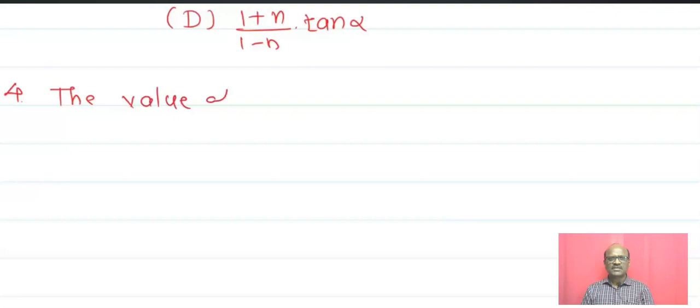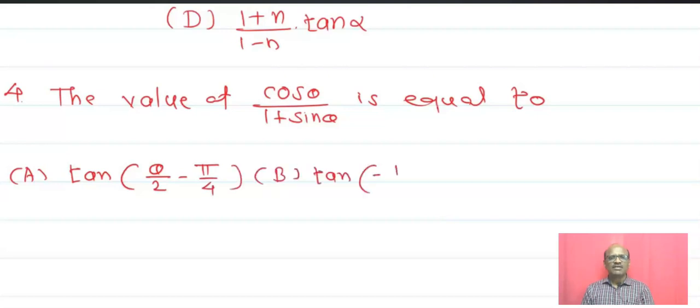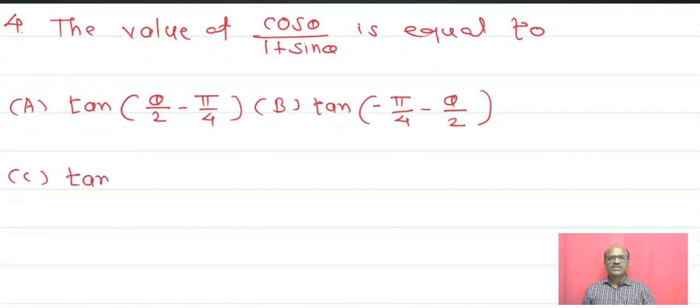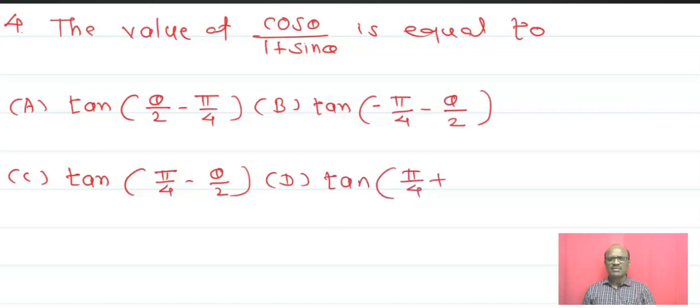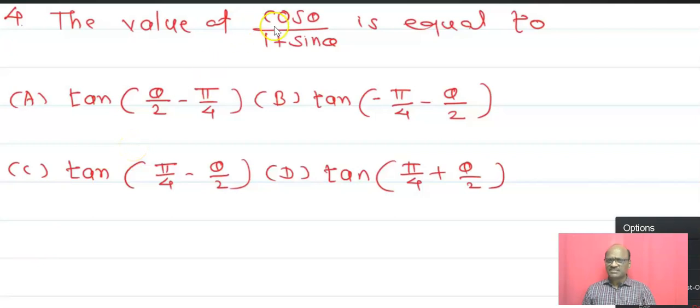The fourth question: the value of cos theta upon 1 plus sin theta is equal to, A: tan of (theta by 2 minus pi by 4), B: tan of (minus pi by 4 minus theta by 2), C: tan of pi by 4 minus tan of minus theta by 2, and D is tan of (pi by 4 plus theta by 2). Now see this here, I will explain.